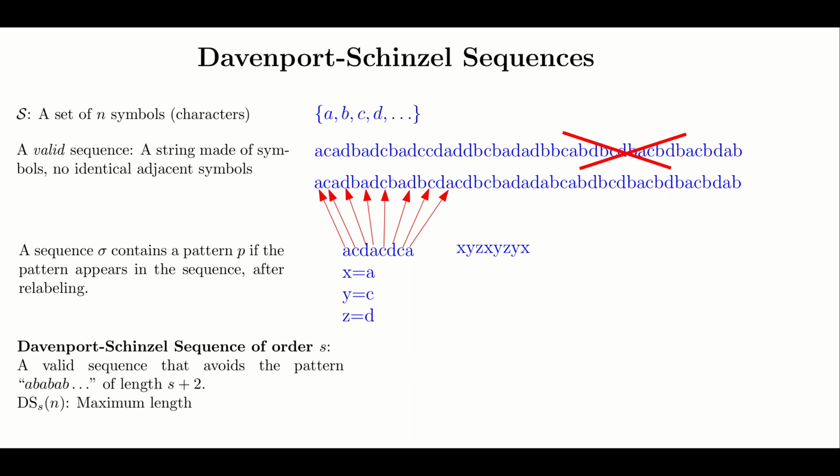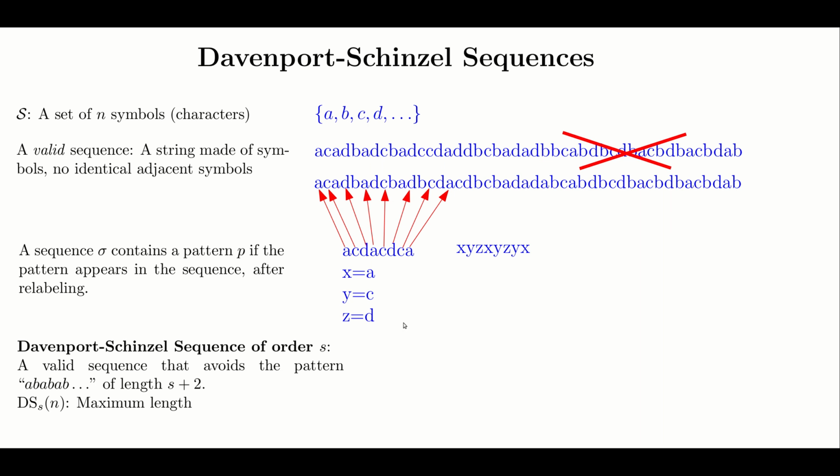For example, in this case, we could relabel X as A, Y as C, and Z as D. If we do this relabeling, the pattern would turn into the pattern ACDCA, and we could find this pattern as a subsequence of this sequence, as you can see in the picture. This means this first sequence matches this pattern denoted here over a different alphabet.